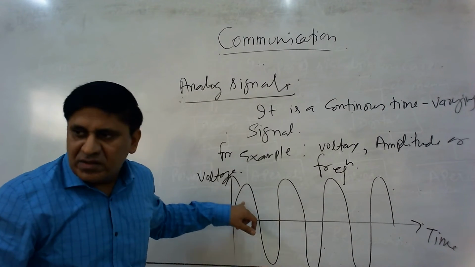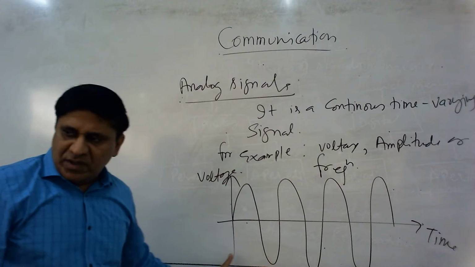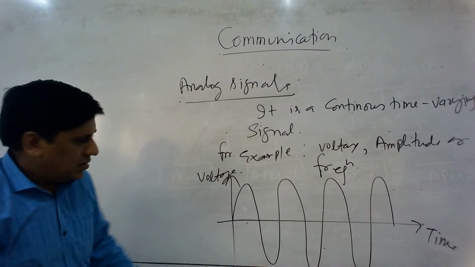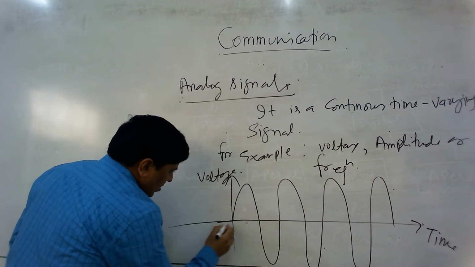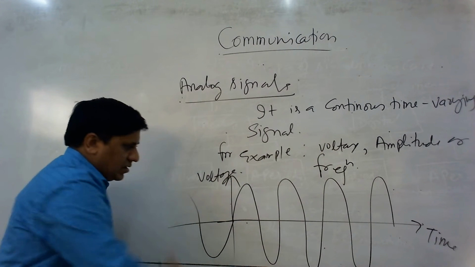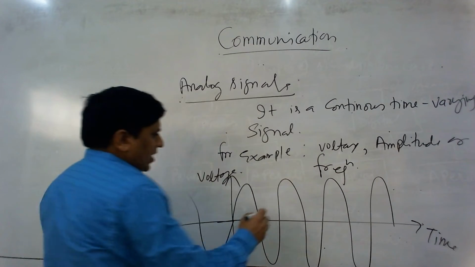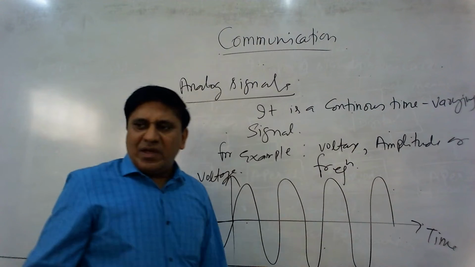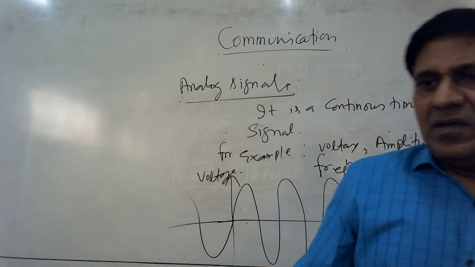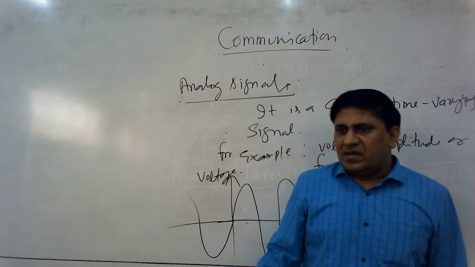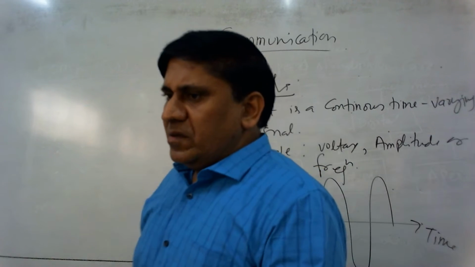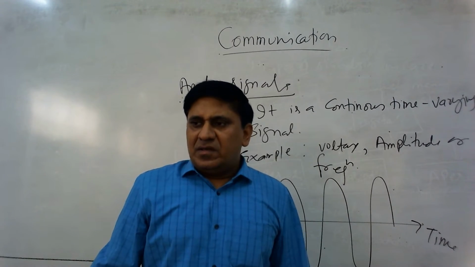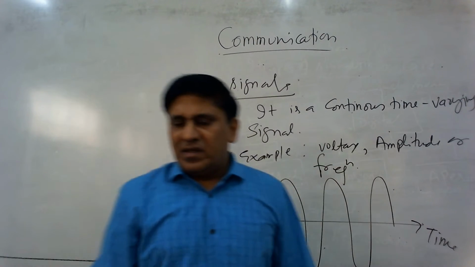This is called a sine wave because it is an odd type of signal. It is a cosine wave, but it is called a sinusoidal signal. Cosine waves and sine waves are called sinusoidal signals because they have constant frequency in their origin.